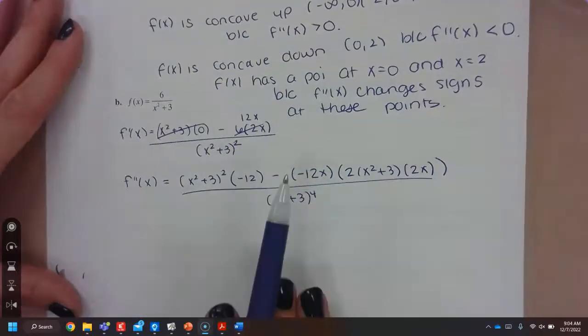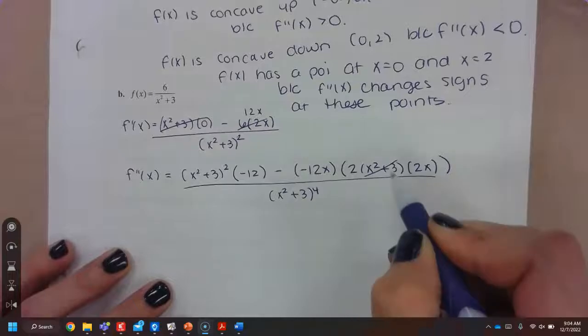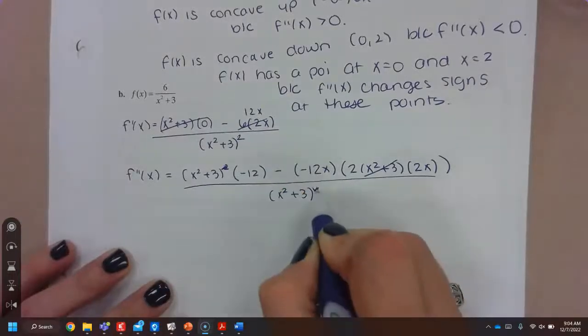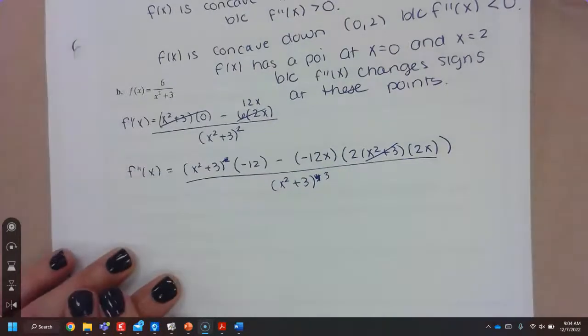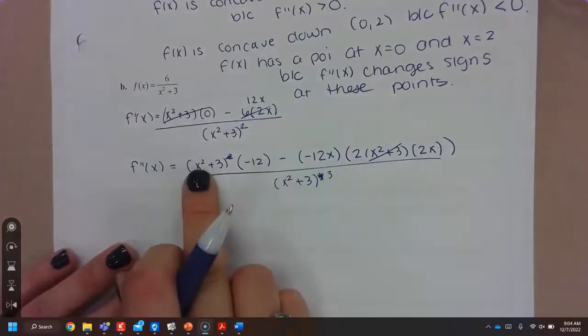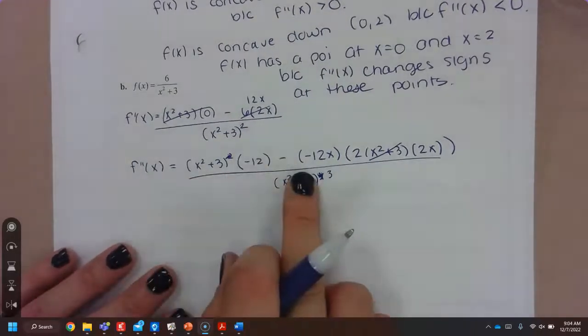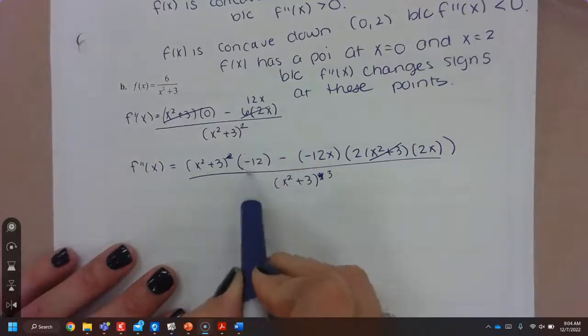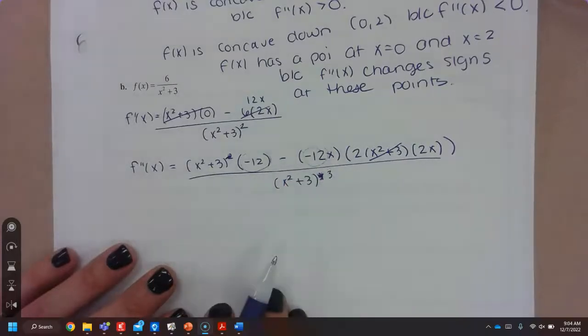First thing I notice is everybody has an x squared plus 3. So I'm going to cancel the 1 away from this side, take 1 away from here, take 1 away from the bottom. I also notice both terms have a negative 12, so I'm going to factor that out because it'll make my numbers smaller.